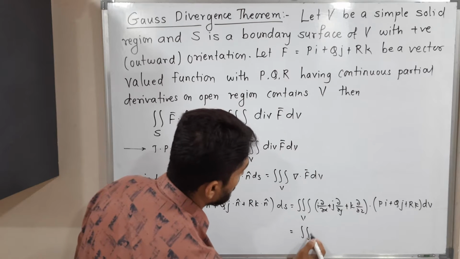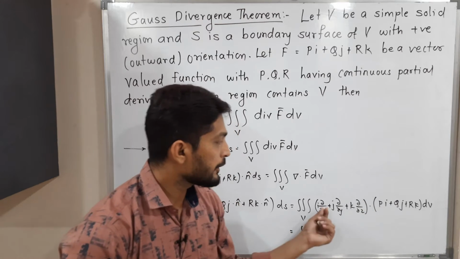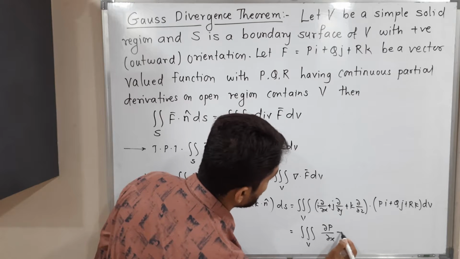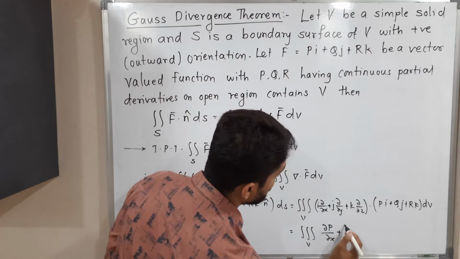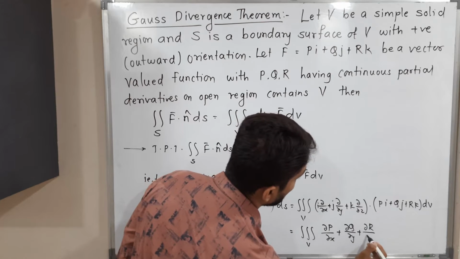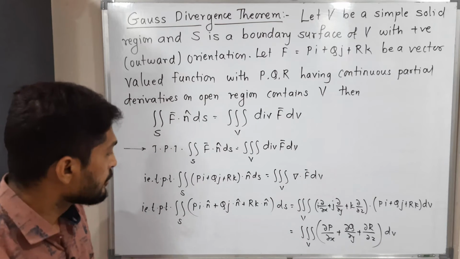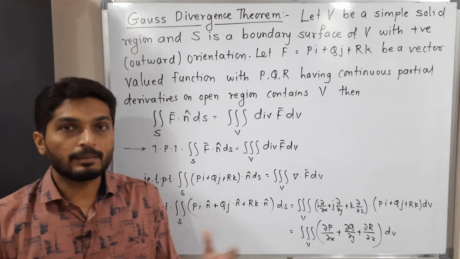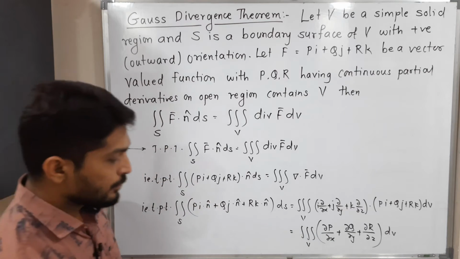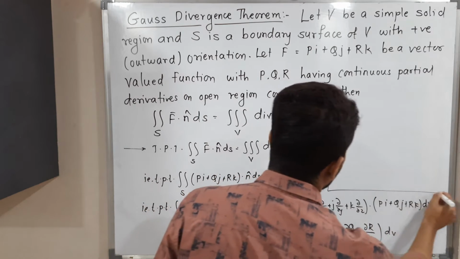So this is equal to triple integration over V. So you know well how to take a dot product. Multiple of i into multiple of i, that means if you take a dot product you will have ∂P/∂x plus multiple of j into multiple of j, ∂Q/∂y plus ∂R/∂z dV. Okay, so this thing we have to prove. So you know that if addition is there, you can take separate integration for double integration also and for triple integration also.